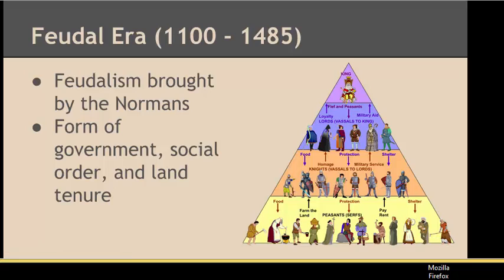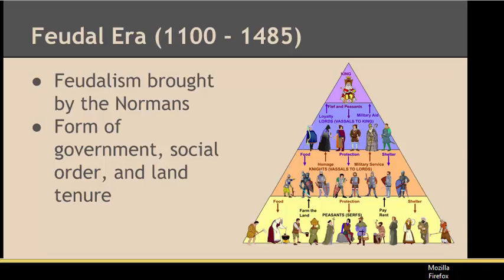Now, during this time period, after William the Conqueror came in, we now enter what we recognize as the feudal era, about 1100 to 1485. The feudal era is named based on the type of government, feudalism, which was brought originally by the Normans. As I said, this is a form of government, but it's also social order and land tenure.